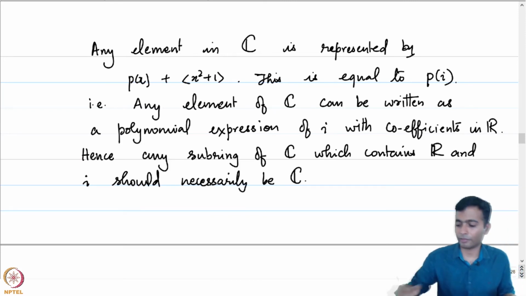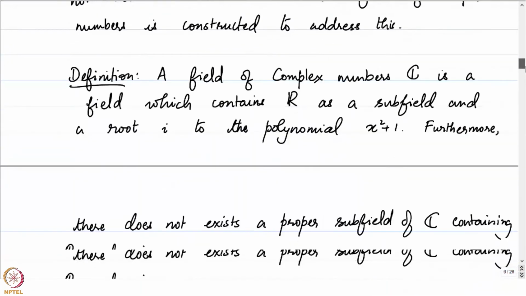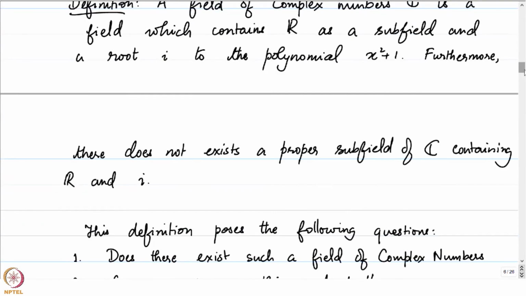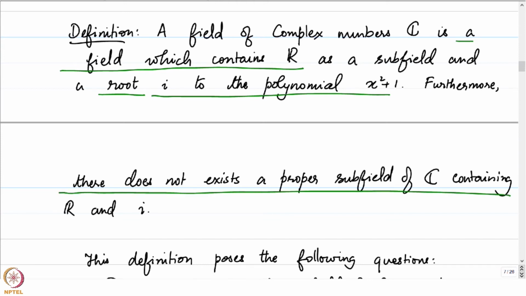So let's just go back to the definition of a field of complex numbers. This is our definition, right? Let me use green color to underline those aspects which we have already established. So this is a field which contains R. This is something which we just established as a subfield. It contains R. As of now, it's just a subring, but we will come to that. And I is a root for the polynomial x square plus 1. That is also something which we have established.